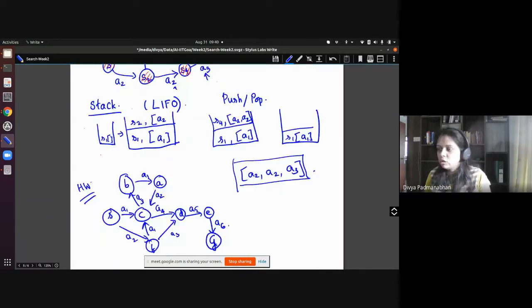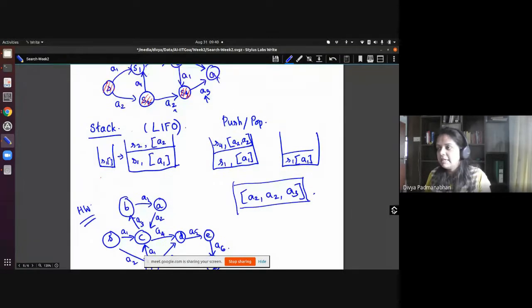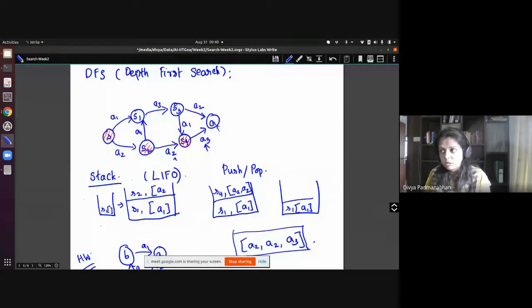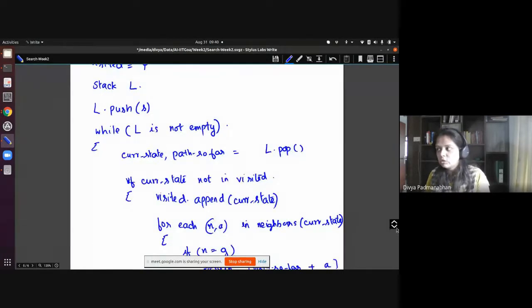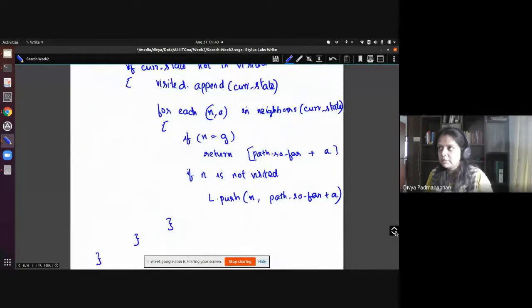And we also saw the algorithm. So the idea was to go depth wise. You expand the graph depth wise. And we also wrote out the algorithm. So this is where we stopped last time.